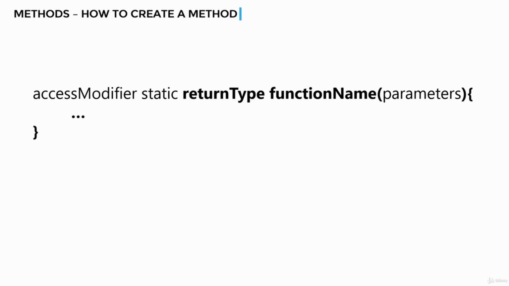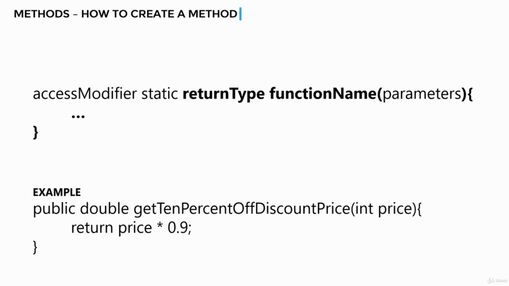Now let's see a function that's a bit less complex. Get 10% off discount price takes an int price and multiplies it by 0.9 and returns the result. Because we multiply a number by 0.9, we will get a non-whole number, so the return data type is double. One additional thing I would recommend is that the function should do one thing and its name must tell what the function really does.